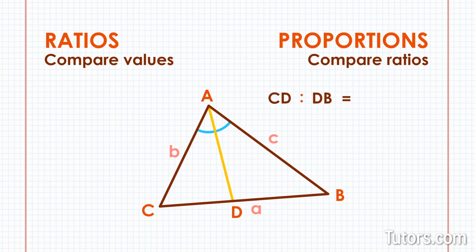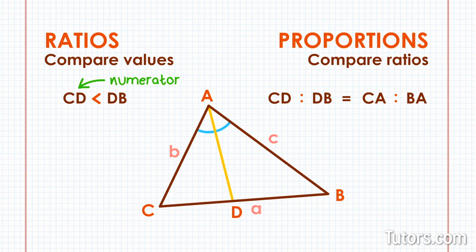CD to DB equals CA to BA. Line segment CD from angle bisector AD has the same ratio to line segment DB as the triangle side CA has to side BA. Be careful to set up the ratios correctly. CD is the smaller of the two line segments, so it is the numerator of our ratio. DB is the longer line segment, so CD is to DB as the triangle's shorter side CA is to the triangle's longer side BA. Other ratios emerge too.